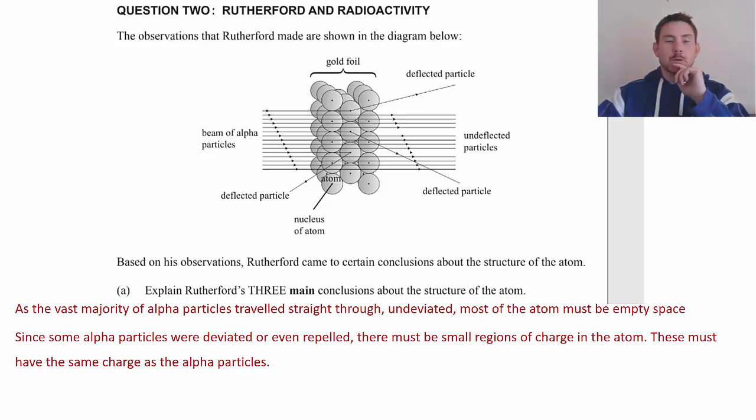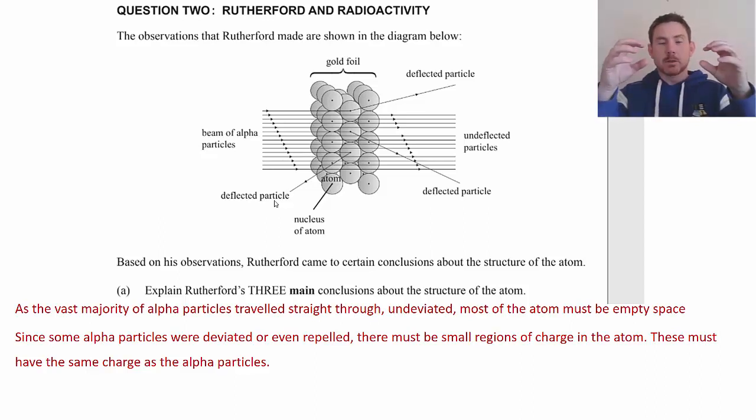And the third point would come from the deflected particles. So when the particles very rarely bounced backwards, then that led to the third conclusion. And the third conclusion was that if the alpha particle bounced backwards, then in order for it to do that, it must have hit something much more massive than itself.